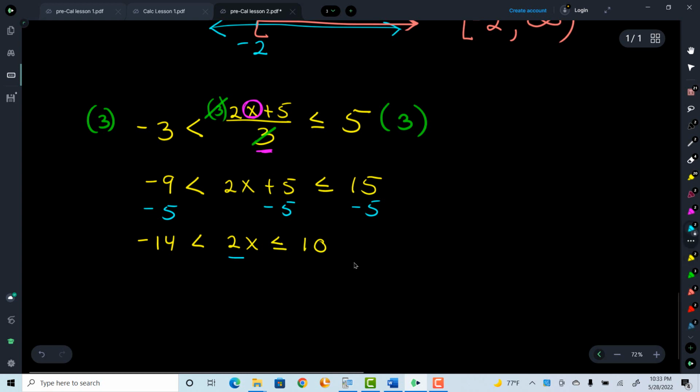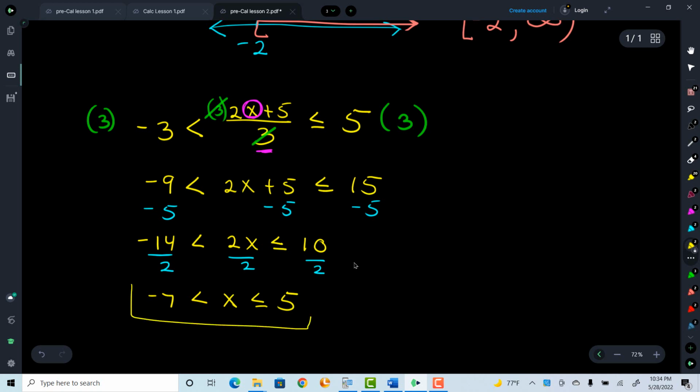And then I'm going to divide by 2. Remember, we're trying to isolate the x. So now we have -7 less than x less than or equal to 5. There's my solution.